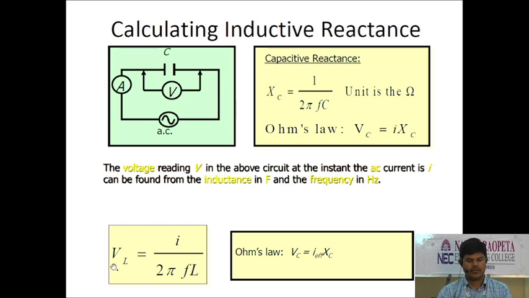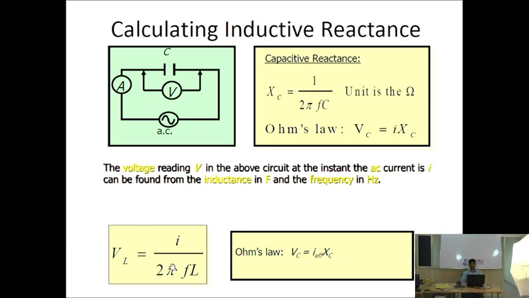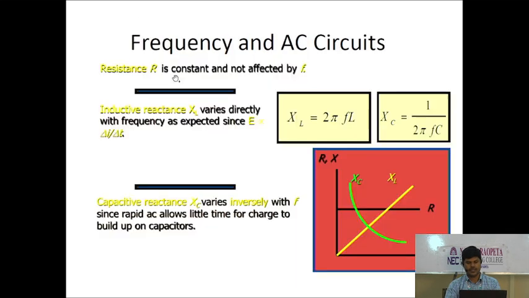So we can calculate the voltage across the capacitor. We can say V equals I into XC. So the voltage across the capacitor is nothing but the electric current going through the capacitor multiplied by its capacitive reactance.